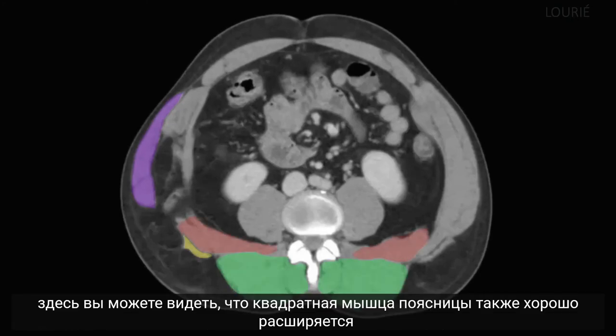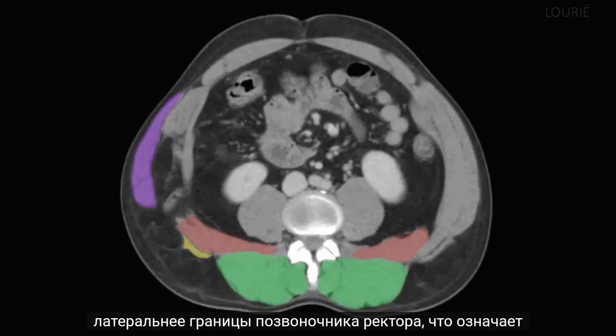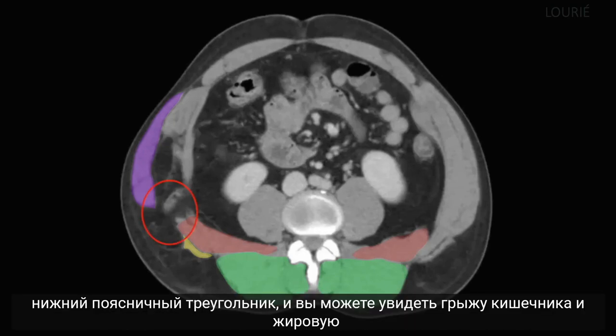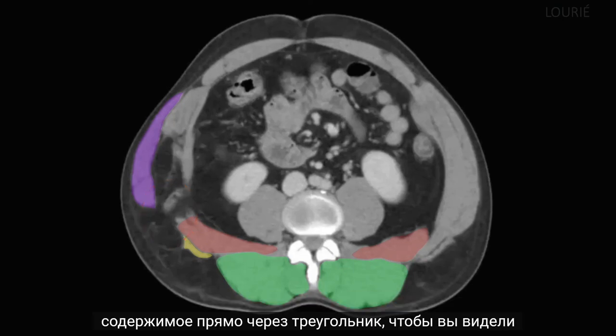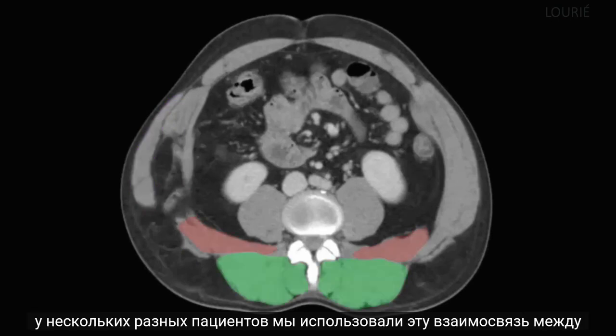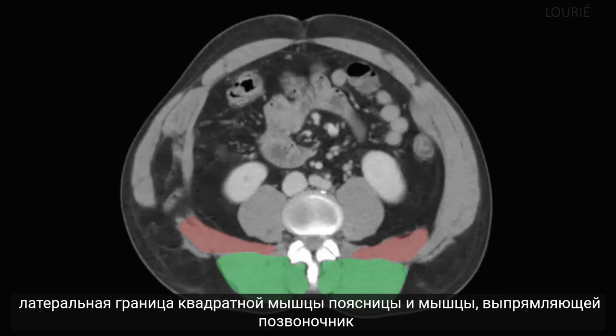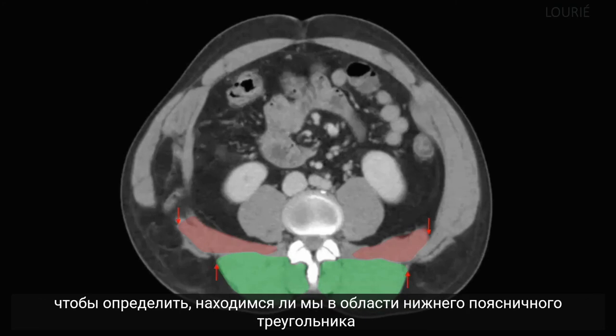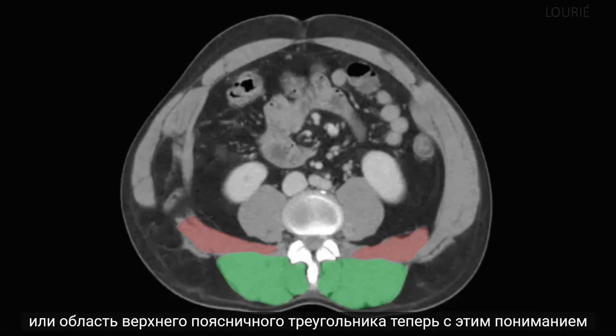Here you can see the quadratus lumborum is also extending well lateral to the border of the erector spinae, and this denotes the inferior lumbar triangle, and you can see herniation of bowel and fatty contents right through Petit's triangle. So you see in several different patients now, we've used that relationship between the lateral border of the quadratus lumborum and the erector spinae to determine if we're in the inferior lumbar triangle area or the superior lumbar triangle area.